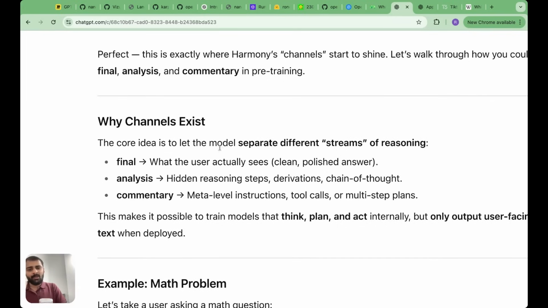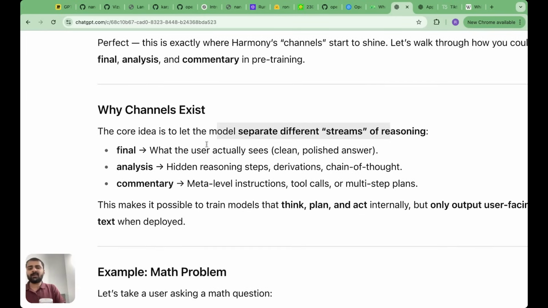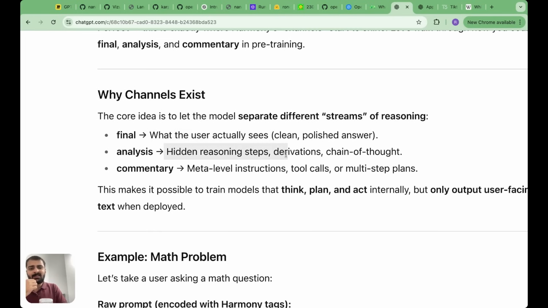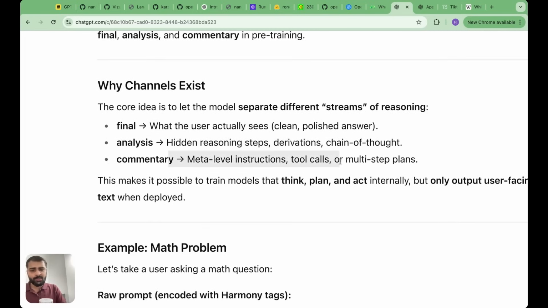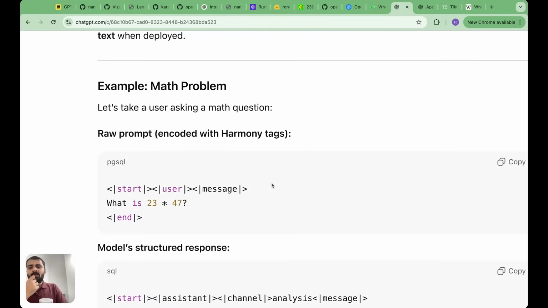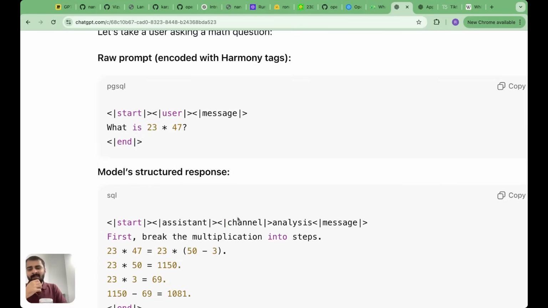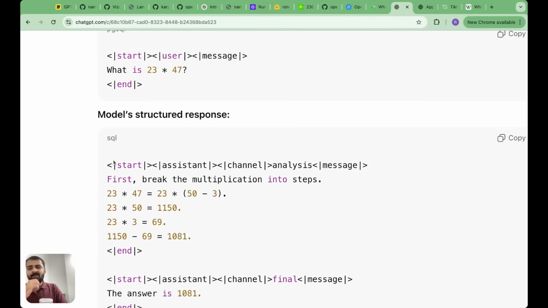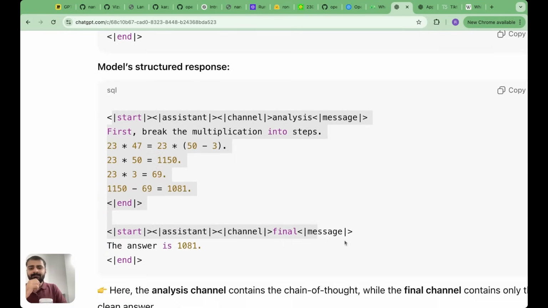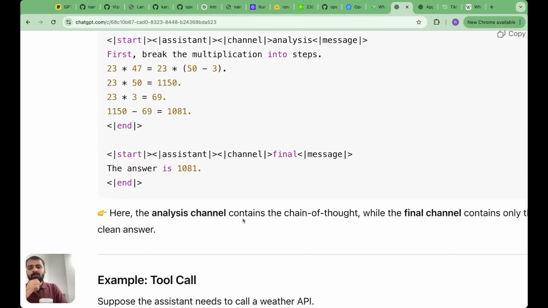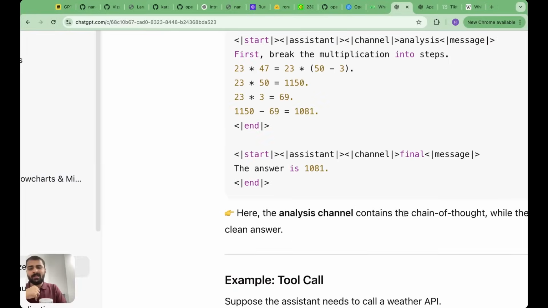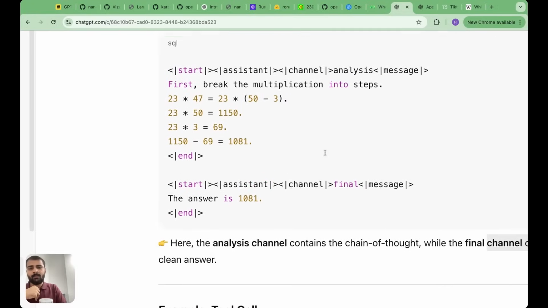The core idea is to let the model separate different streams of reasoning. Final is what the user actually sees. Analysis is reasoning steps, and commentary is what tools are used, etc. Let's say a user asked a math problem with Harmony tags, and the model's structured response is this. The analysis channel contains the chain of thought, while the final channel contains only the clean answer.